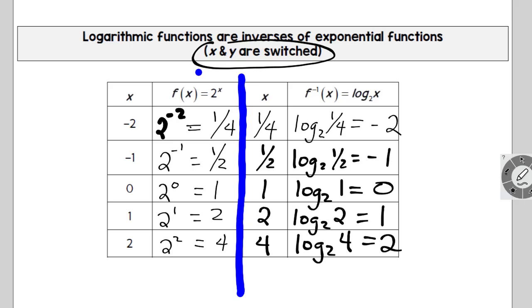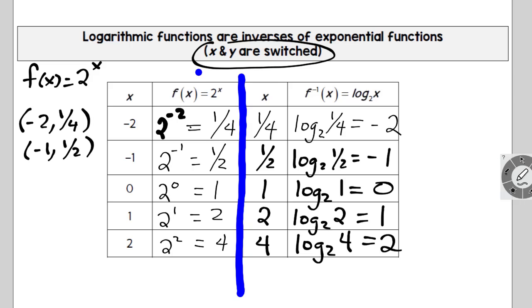If we were to write the xy pairs for f of x equals 2 to the x, then the pairs look like -2, 1/4, right? -1, 1/2. 0, 1. Okay, 1, 2, and then 2, 4.